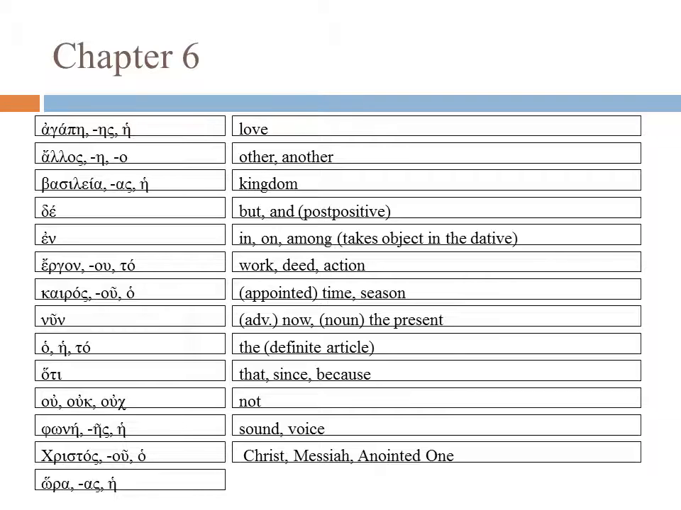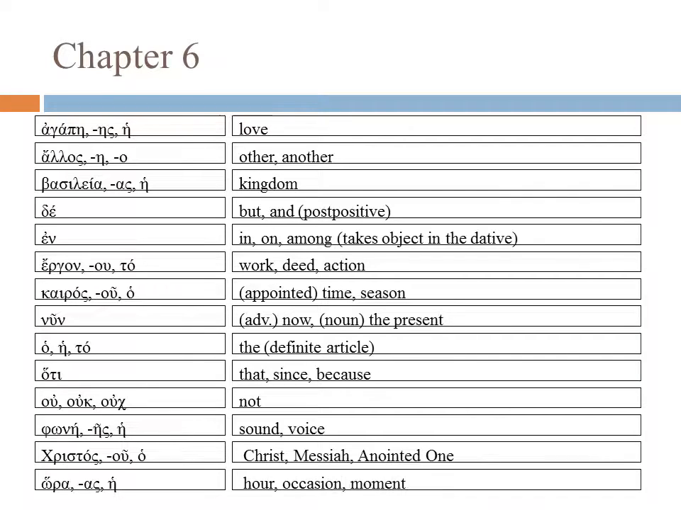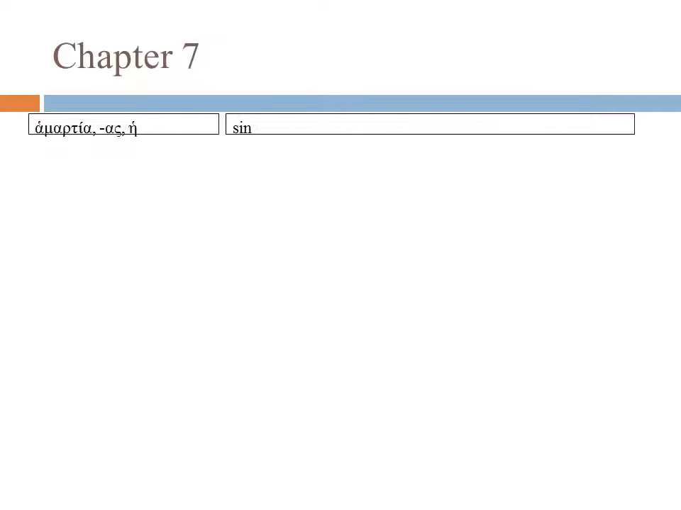Hora. First declension, feminine. Note the rough breathing. Hora means an hour, occasion, or moment. Chapter 7. Hamartia. First declension, feminine. Hamartia means sin, rough breathing.